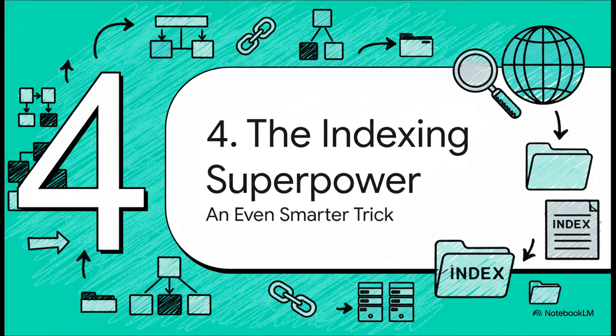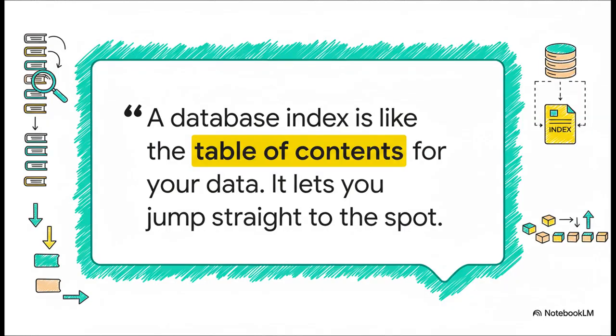Now, sorting is a huge leap forward, a massive improvement. But when you're dealing with the gigantic data sets that power our modern world, computers need an even smarter trick up their sleeve. They need a superpower. And that superpower is called indexing. Honestly, the best way to think about it is like the index at the back of a textbook. The book itself is sorted by page number, right?